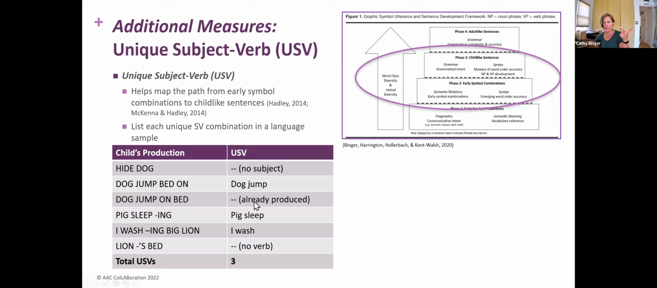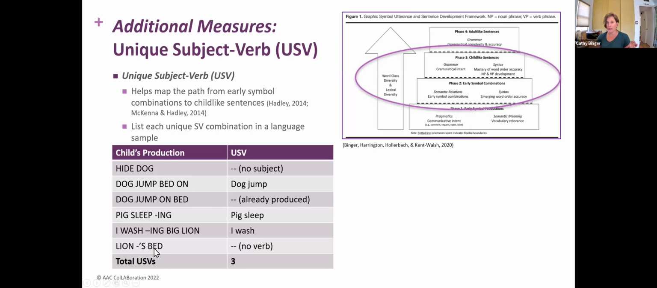So that's already there. So you don't have to write that one down again. Then we have pig sleeping. The core subject and verb of that one is pig sleep. Here, I washing big lion. The subject is I. The main verb is wash. So we have wash.